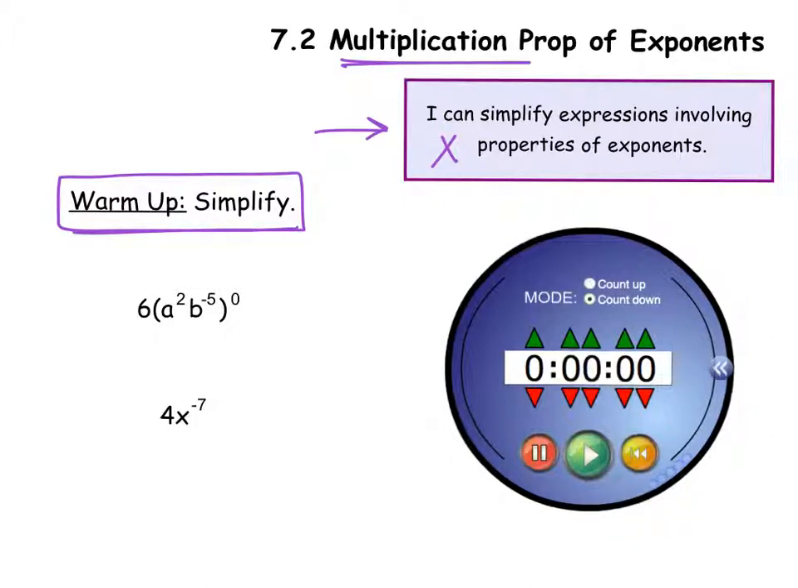And I will put the answers up in just 1 second. So if you completed the warm-up, the first problem, you should get an answer of 6. And for the second problem, you should get an answer of 4 over x to the 7th. Now, let's get started on multiplication properties.